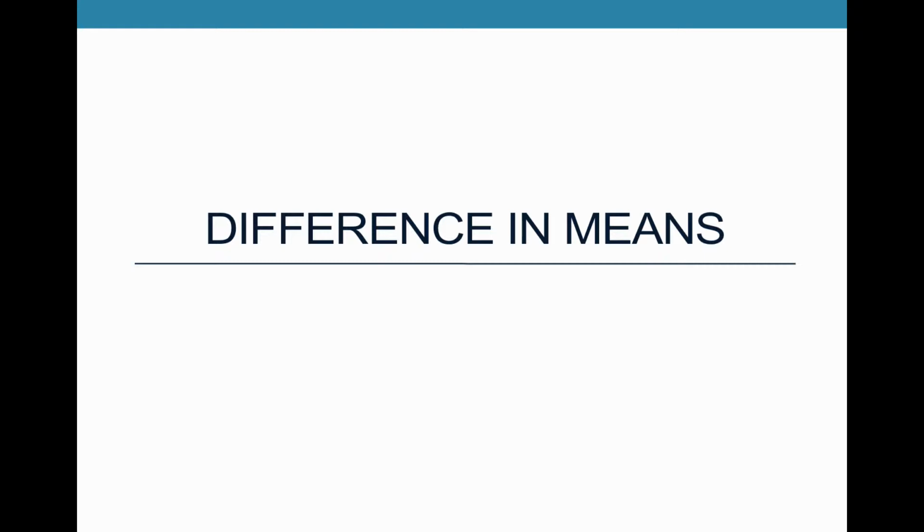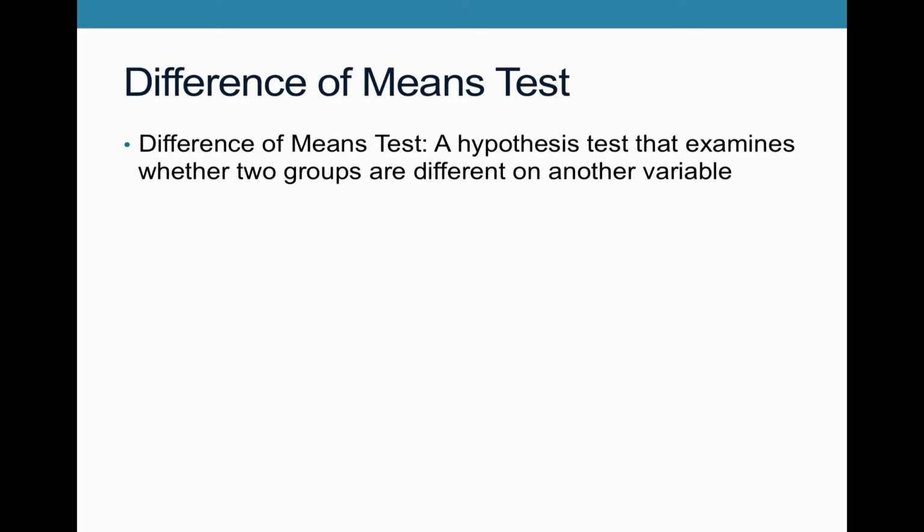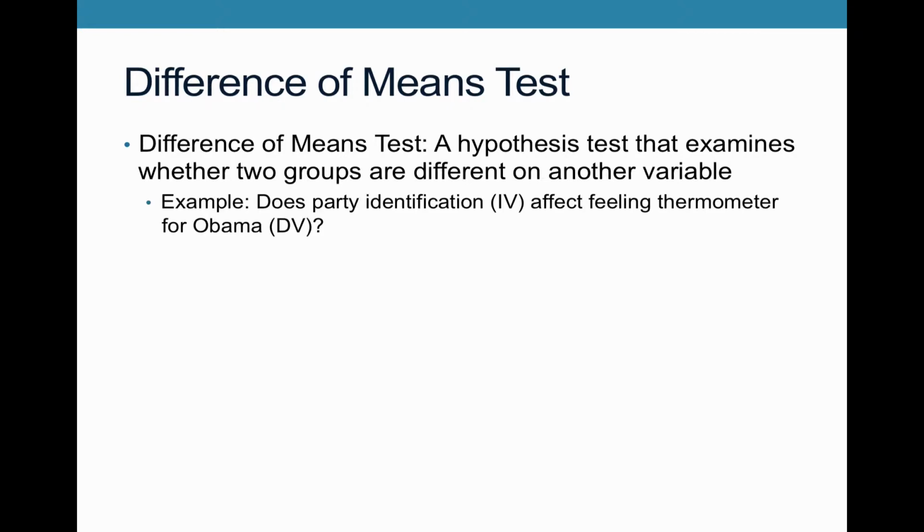We'll be coming back to some of these same concepts of hypothesis testing when we discuss regression. We're first starting with difference in means just to help you really internalize what those actually look like. So what is a difference of means test? This is a type of hypothesis test that examines whether two groups are different on another variable. So it's a way to see if there's a statistically significant relationship between these two variables.